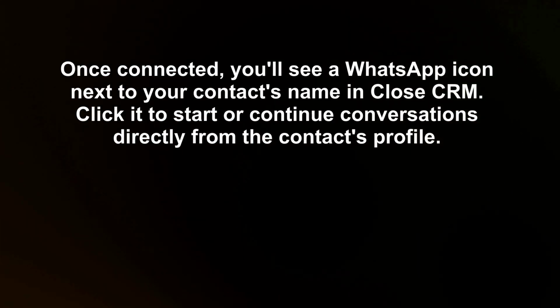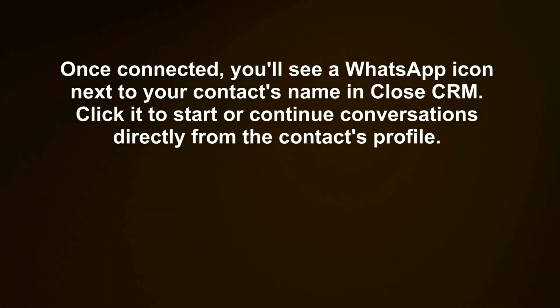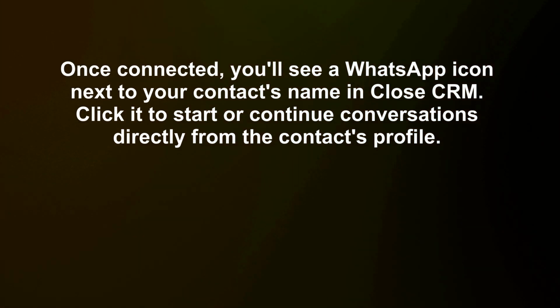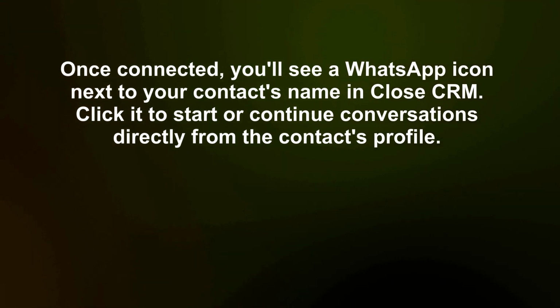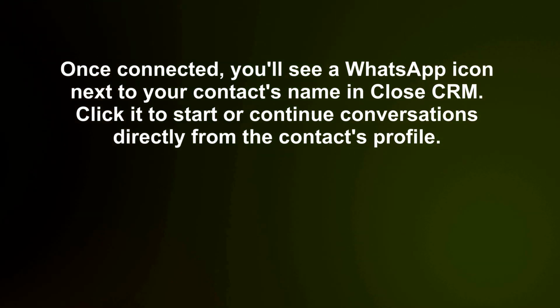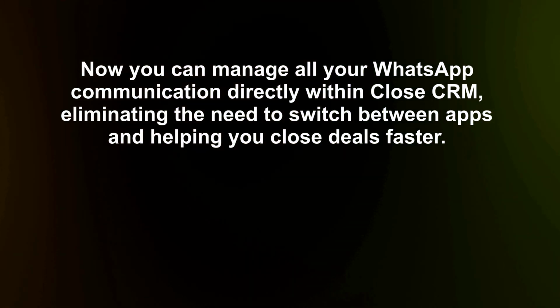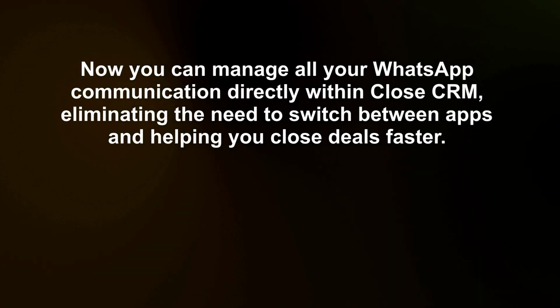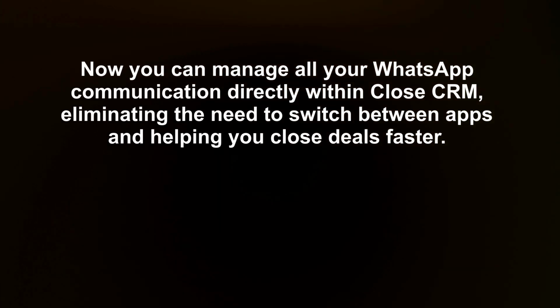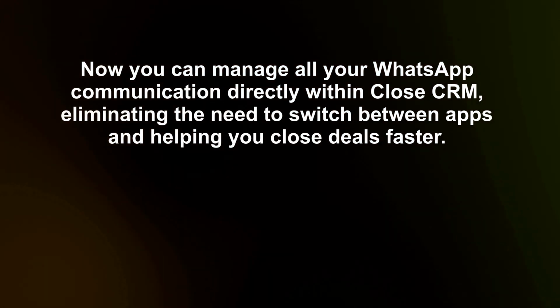Once connected, you'll see a WhatsApp icon next to your contact's name in Close CRM. Click it to start or continue conversations directly from the contact's profile. Now you can manage all your WhatsApp communication directly within Close CRM, eliminating the need to switch between apps and helping you close deals faster.